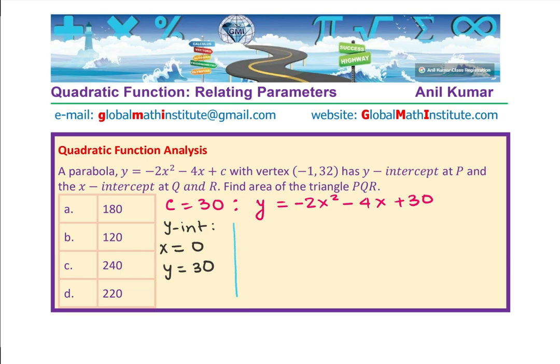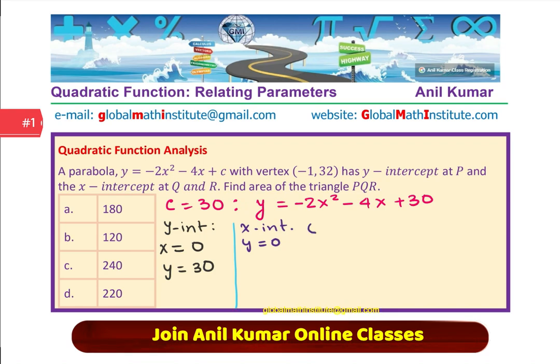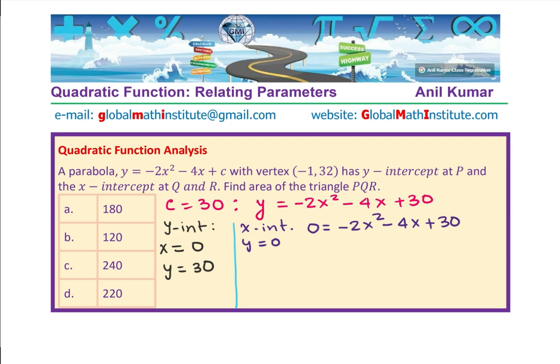Now we need to find the x-intercepts. How do we find them? Well, for the x-intercept, we know that y should be equal to 0, right? Then you get the x-intercept. So let's substitute y equals 0 and then solve this equation. We have 0 equals minus 2x squared minus 4x plus 30. So we can factor out 2 first, and then what do we get?